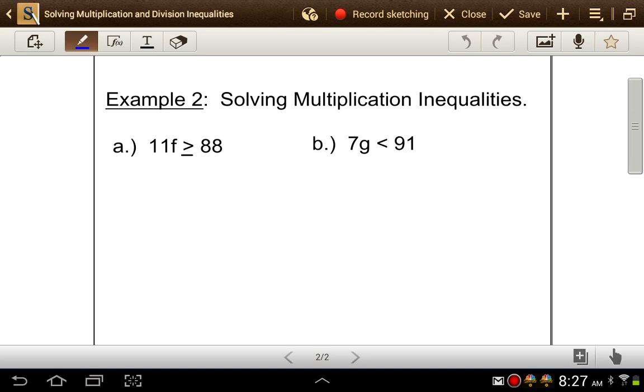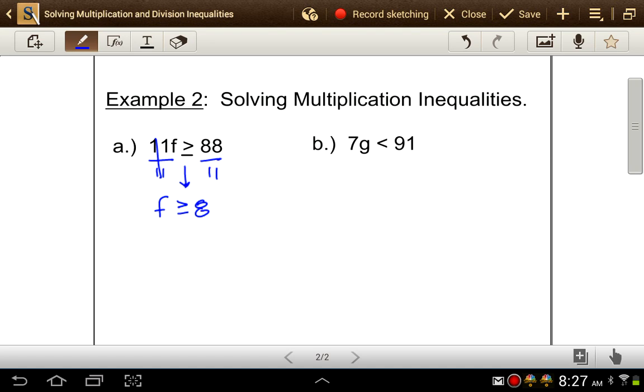So first thing I'm going to do is 11f is greater than or equal to 88. Since I'm multiplying 11 times f, the inverse operation is to divide. Remember, I use fraction bars. So I'm going to divide 11f divided by 11. That's going to give me f. The same symbol needs to come down. Be careful of this. Don't put an equal sign. F is greater than or equal to 88 divided by 11, which is 8.